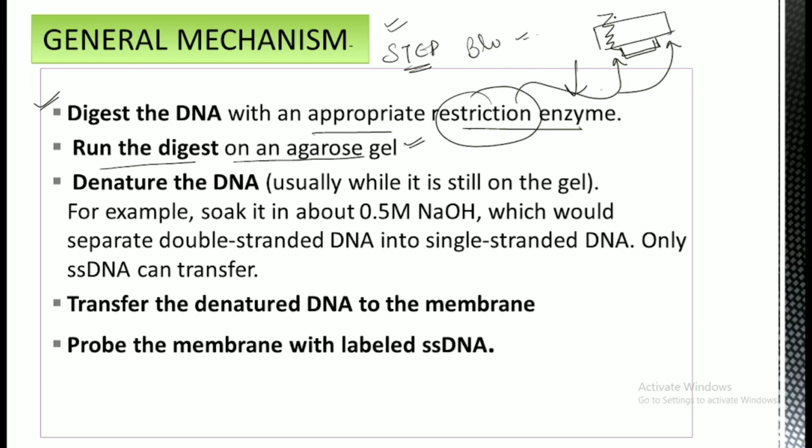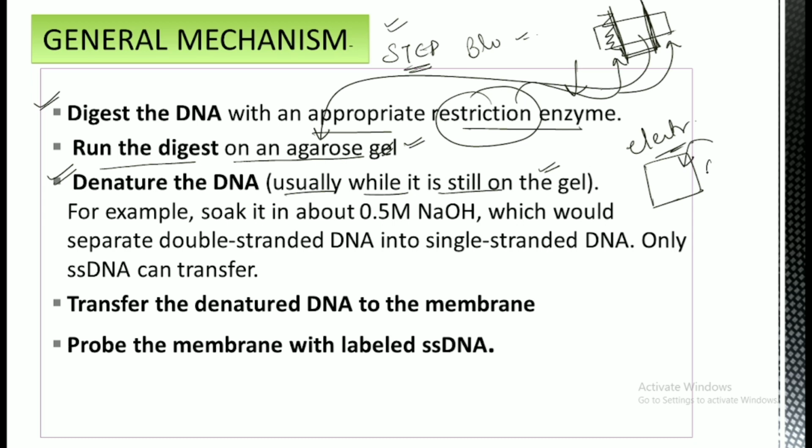That means after we have got this particular segment, we would run it on the agarose gel. Running on agarose gel means to perform the electrophoresis. After the electrophoresis is done, there occurs the denaturation of DNA. Denaturation of DNA means to change its property in the manner it is required by the plant. Then it is required by the complete procedure, and it is usually done while it is still on the gel. That means when the DNA is on the gel itself, this denaturation is done.